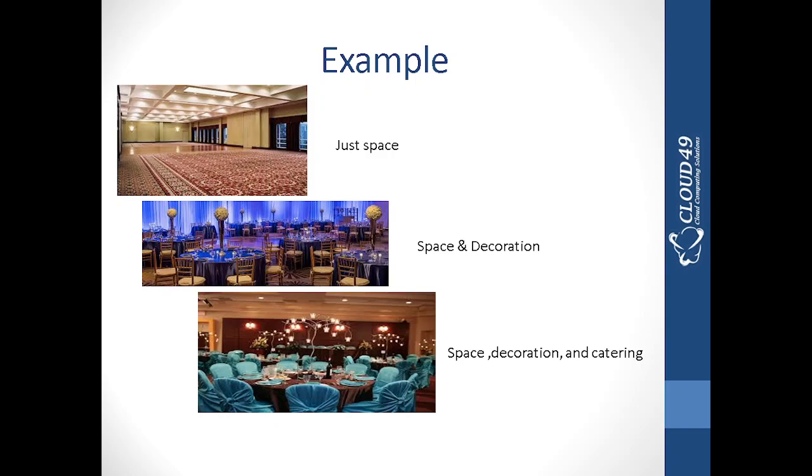One, if we are talking about just space, this is what we are asking for: infrastructure only. If we are saying space and decoration, then we are asking for infrastructure plus operating system. That means we need a platform. Third is what? We need space, decoration and catering. That means we need a complete solution. And this is SaaS, software as a service. So now we are moving to the next.